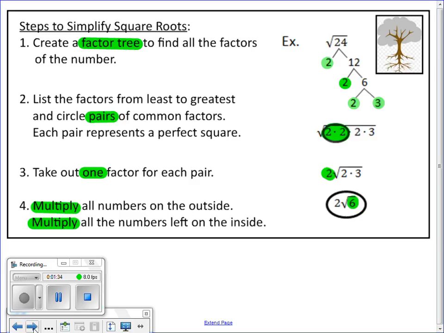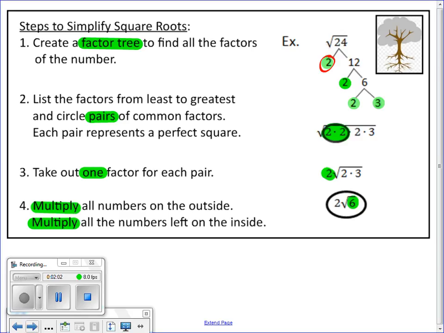Okay, so when we're simplifying radical 24, that's not a perfect square. If you take the square root of 24, you don't get a nice, pretty answer. So we need to simplify it. So we're going to make factor trees. You guys know factor trees, right? So 24 is 2 times 12. I always circle mine when I'm working through mine. I'm circling the 2 because it's prime. Only 1 times 2 gives me 2. Once a number is broken down as far as it can go, circle it.